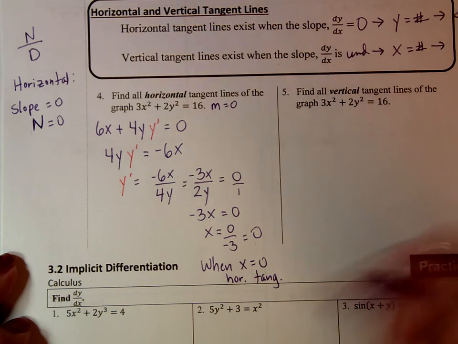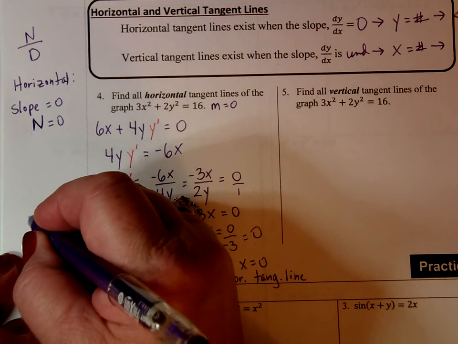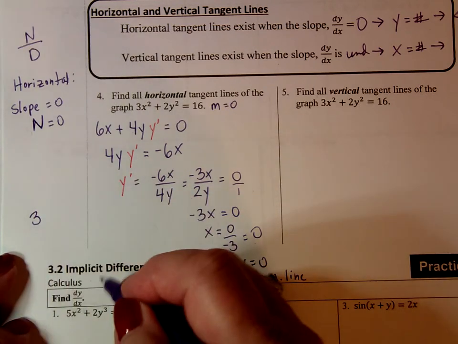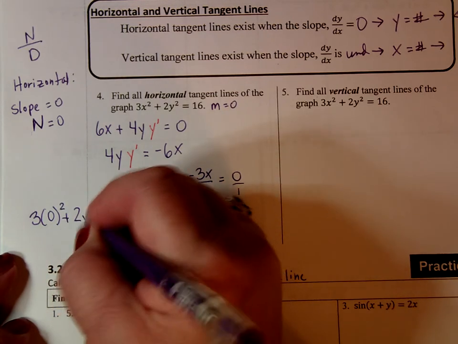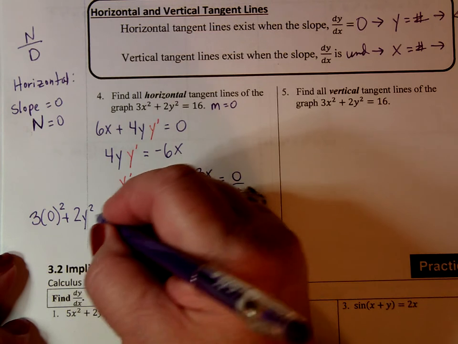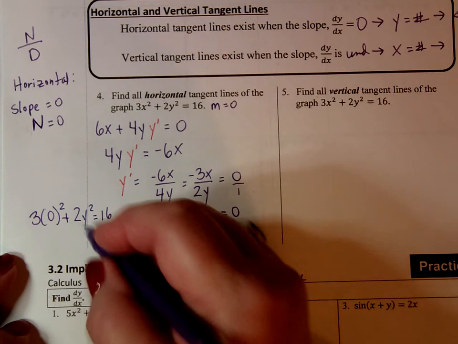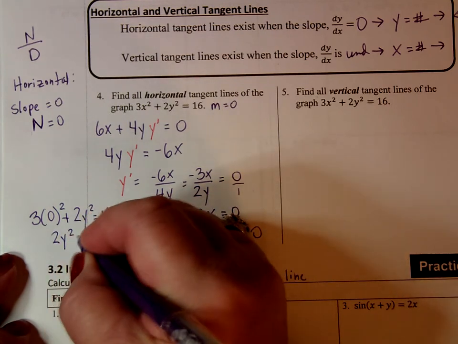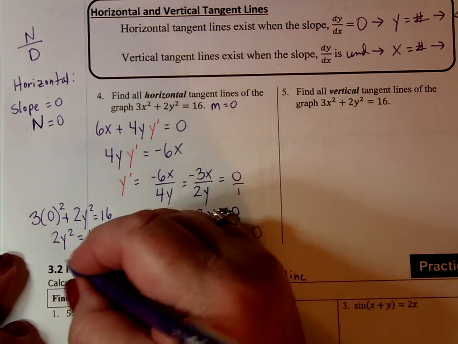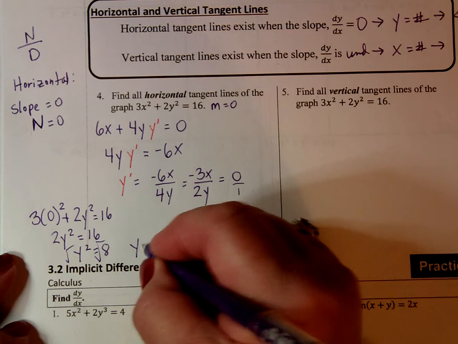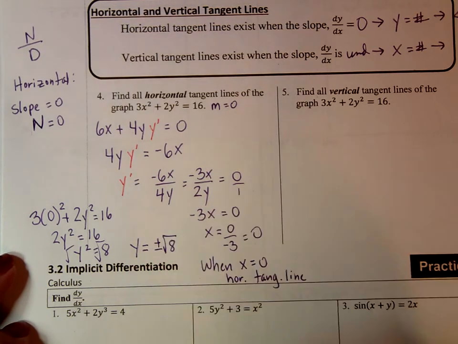So let's figure out where that is. Well, go back to your equation. If x equals 0, I'm going to come over here where I've got some space. 3 times 0 squared plus 2y squared equals 16. Well, this zeroes out, right? 0 squared times 3 is 0. 2y squared equals 16, or y squared equals 8, square root, and I get y equals plus or minus the square root of 8. That's the final answer.